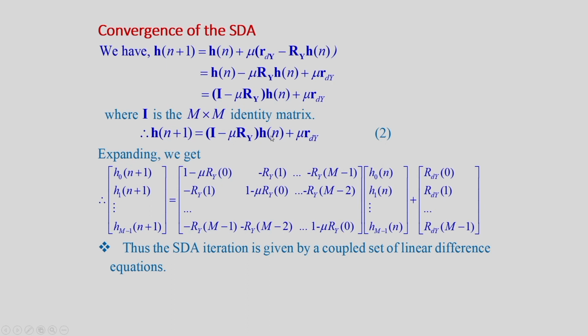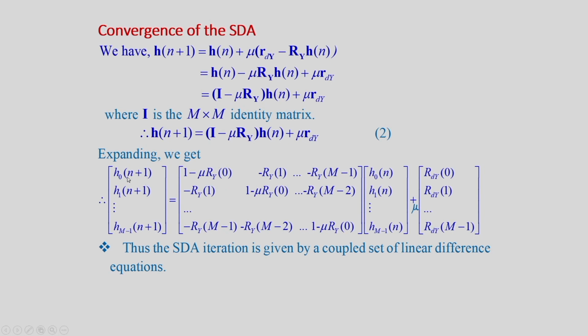Expanding this expression, we get, suppose this one is the Hn plus 1 vector, and this is the I minus mu Ry matrix, and this is the Hn vector. Hn plus 1 is equal to I minus mu Ry matrix into Hn, plus mu times this R dy vector. From this we see that the SDA iteration is given by a coupled set of linear difference equations.